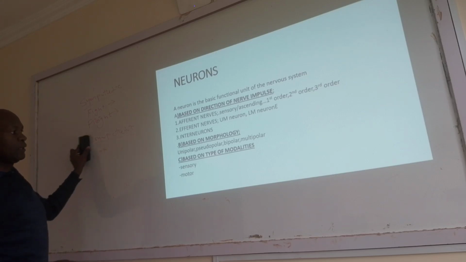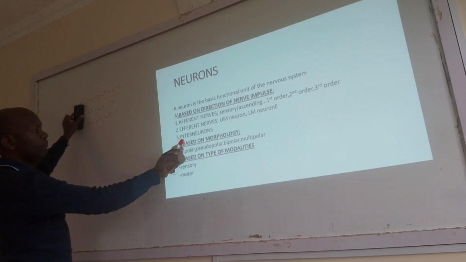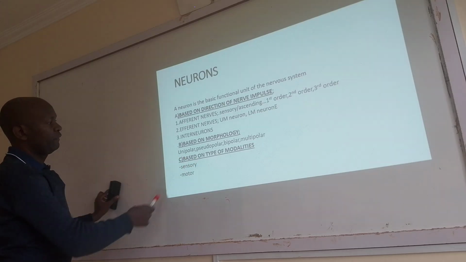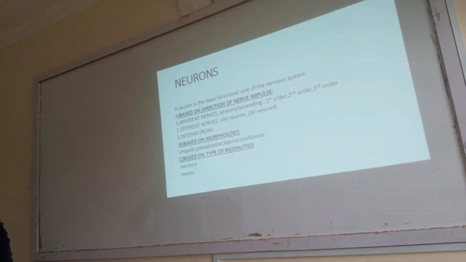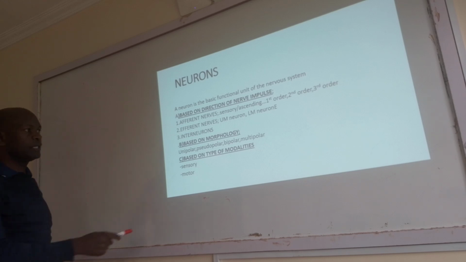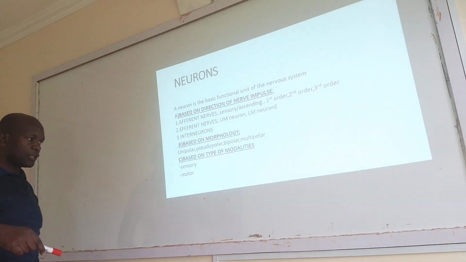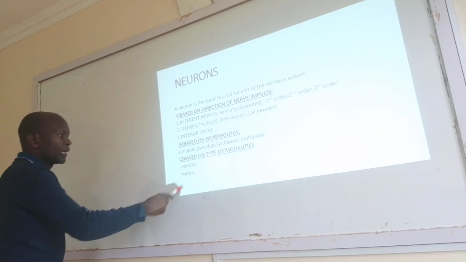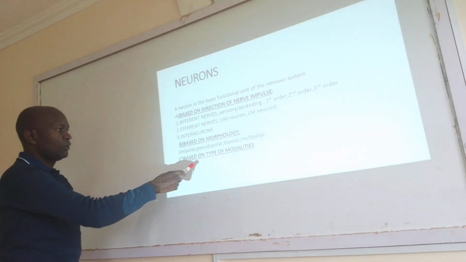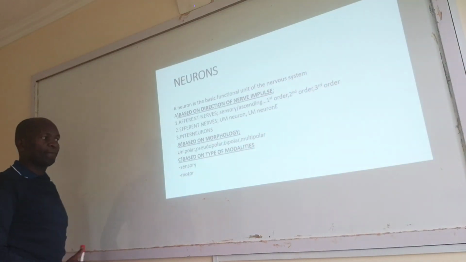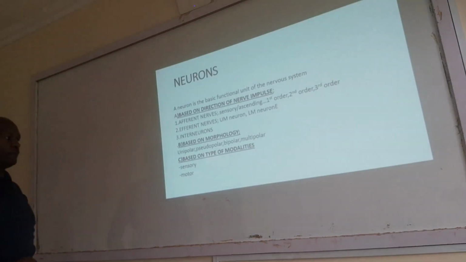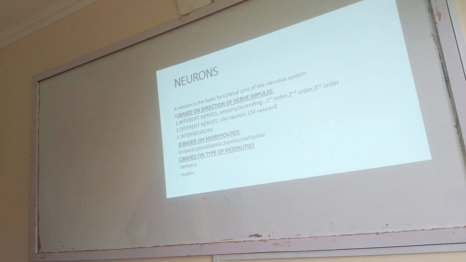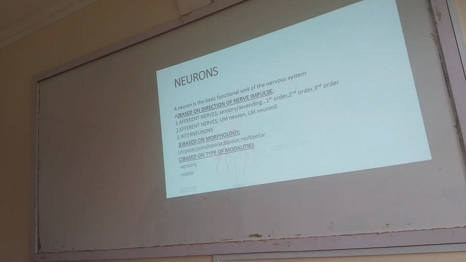The nerves can also be classified based on the morphology. In this category, we have unipolar, pseudopolar, bipolar, and multipolar. We shall explain it in the subsequent slide. You can also classify neurons based on the type of modalities, that is what we have referred to as sensory and motor. We have already mentioned that previously.